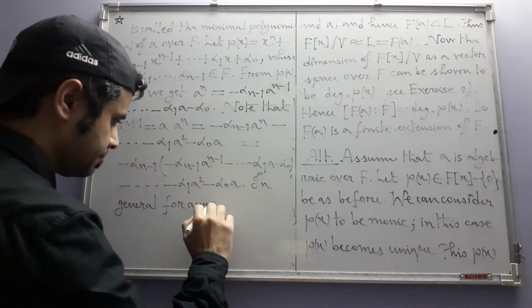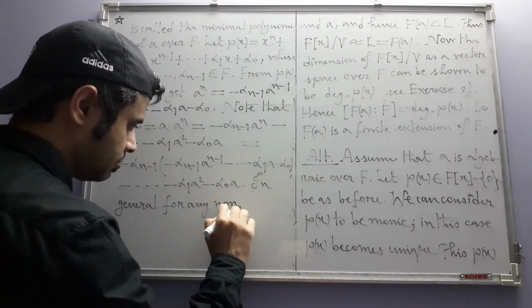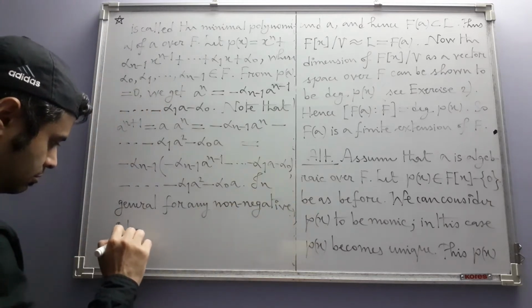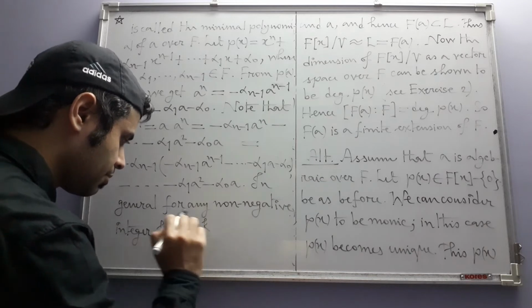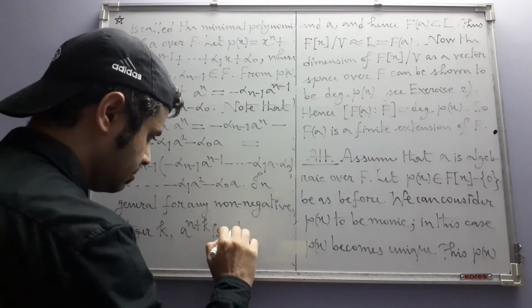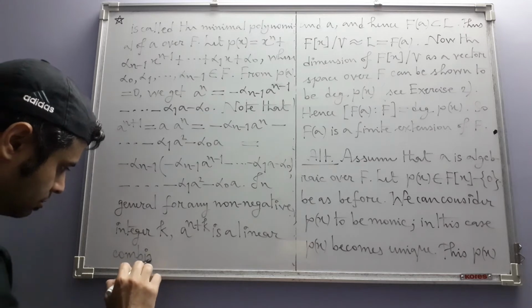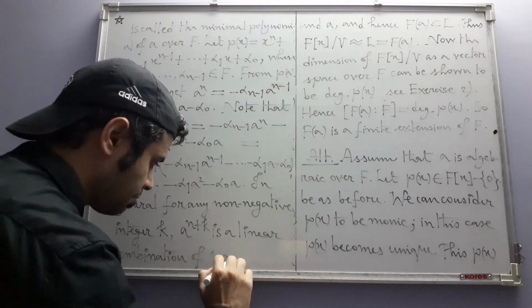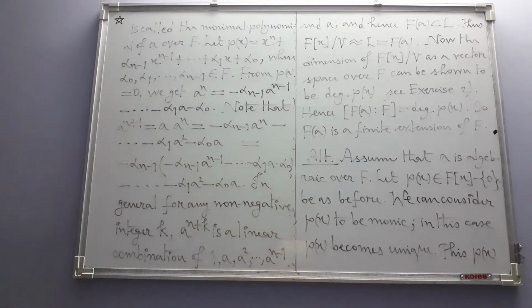In general, for any non-negative integer k, A to the power n plus k is a linear combination of these elements, these powers of A. Okay, so that's what we can say from all these things.